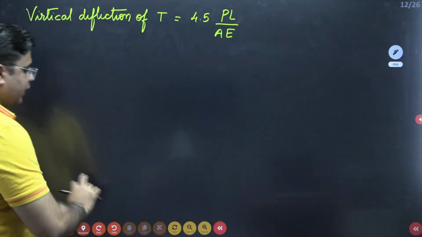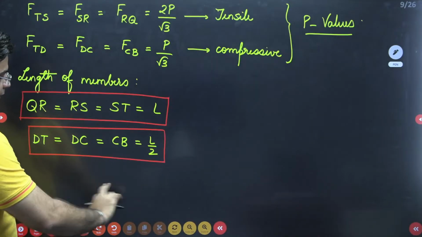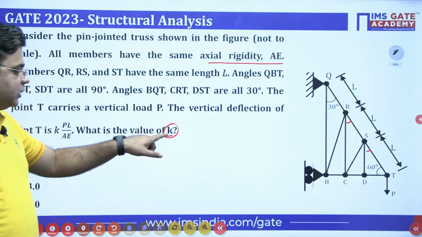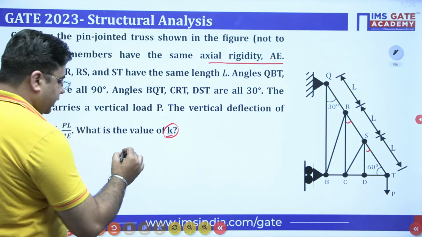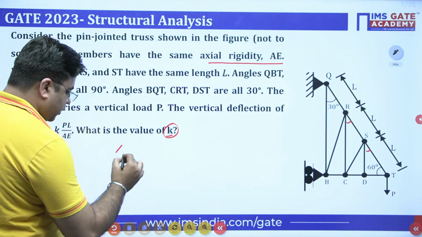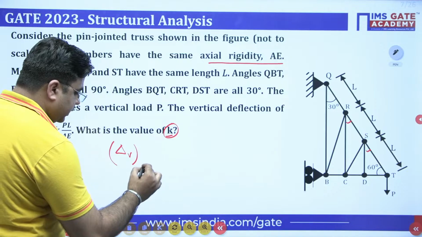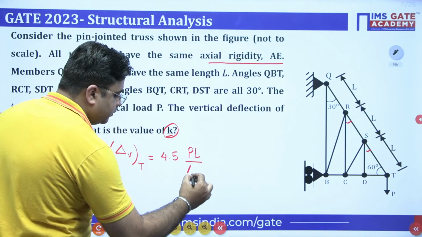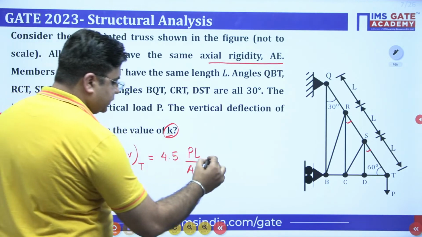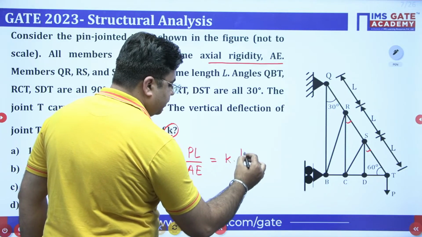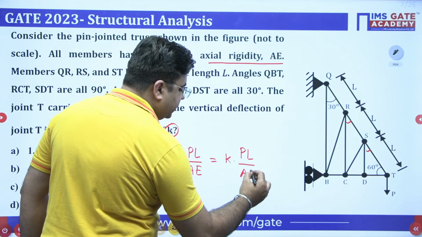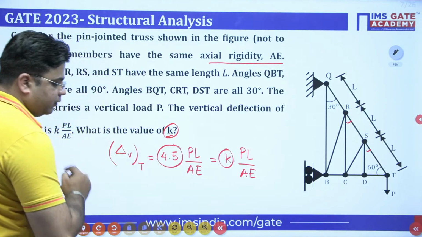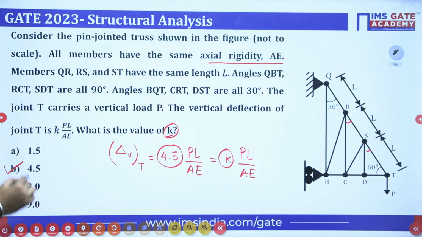Now in the question, you are given the vertical deflection of joint T as KPL by AE, and you are asked to calculate the value of K. Just now we have calculated the vertical deflection of joint T as 4.5 PL by AE, and in the question it is given as small k PL by AE. So when you compare these two expressions, you can clearly identify that the value of K is 4.5. So for this question, option B is the correct option.